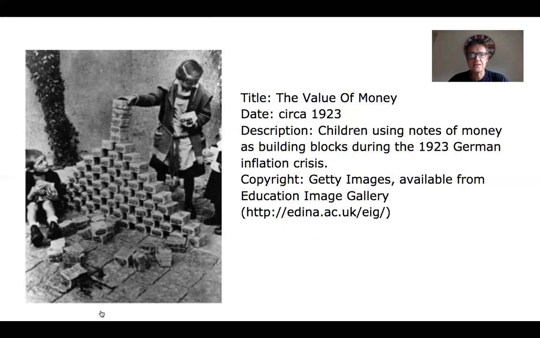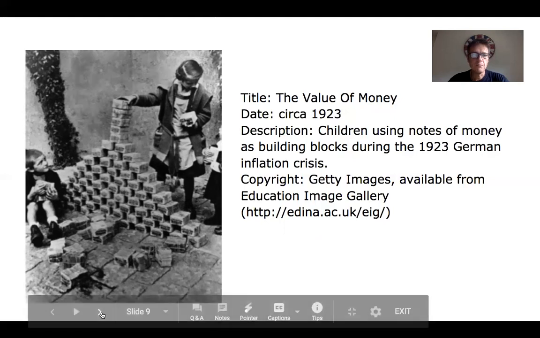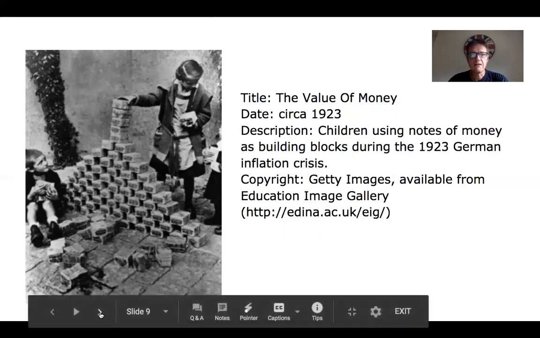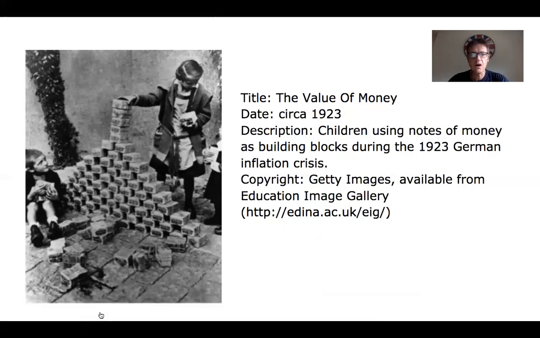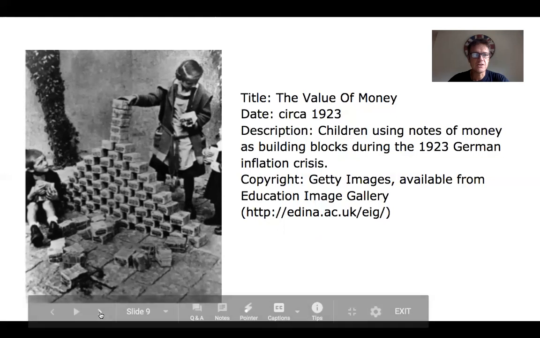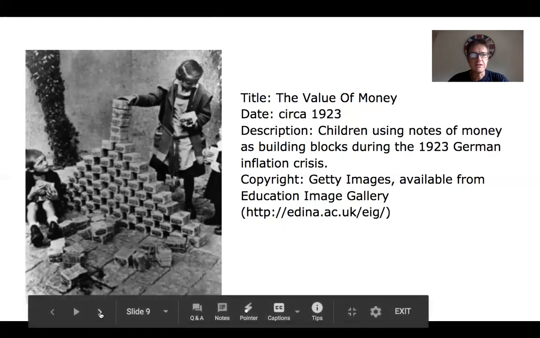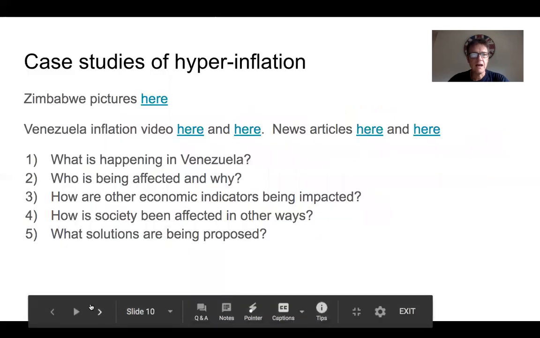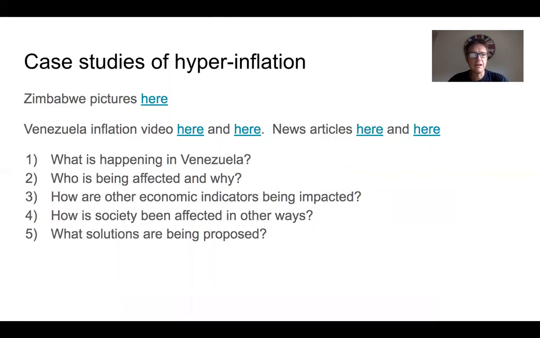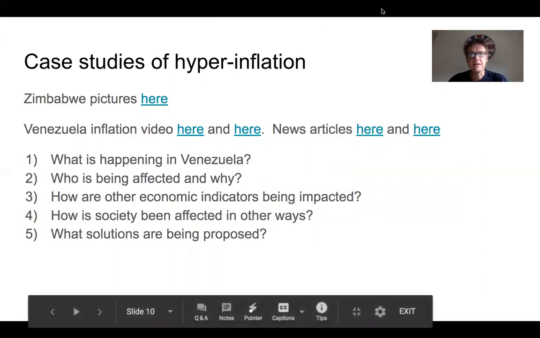What we're going to look at next are examples or case studies where inflation has, for example, got out of control. That's what's called hyperinflation. This is a picture of Germany pre-war, with children using money as building blocks. We're going to stop the video now, but as a class we are going to look at examples of Zimbabwe and Venezuela. Okay, thank you very much and see you very, very soon.